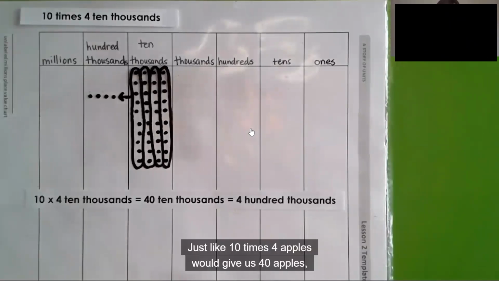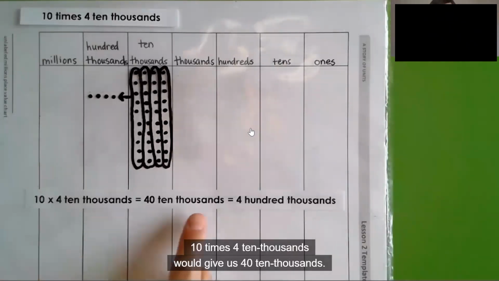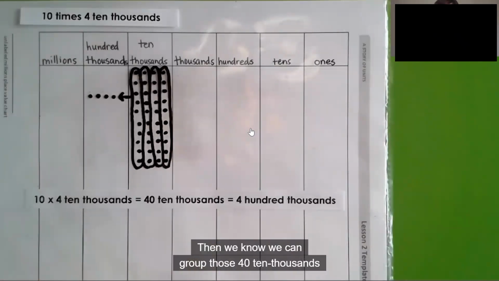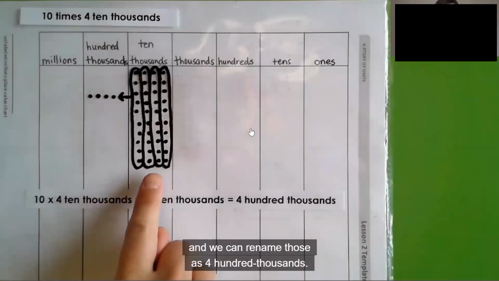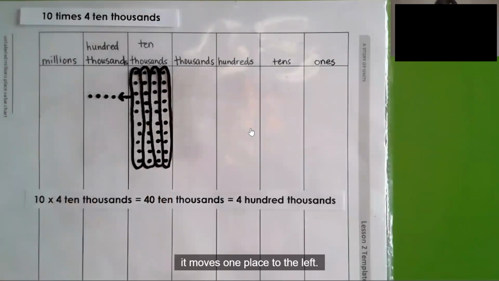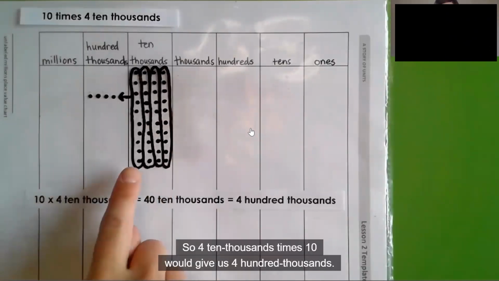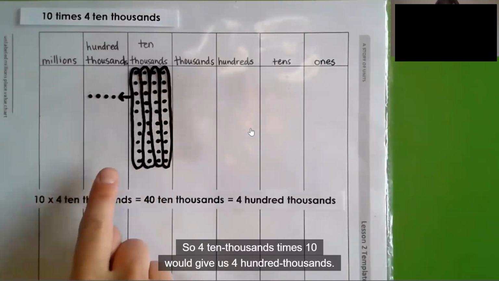Just like 10 times 4 apples would give us 40 apples, 10 times 4 ten thousands would give us 40 ten thousands. Then we know we can group those 40 ten thousands into 4 groups of 10 ten thousands like we can see in the model, and we can rename those as 400 thousands. Or you may have said that you just know that when we multiply any place value unit by 10, it moves one place to the left. So 4 ten thousands times 10 would give us 400 thousands.